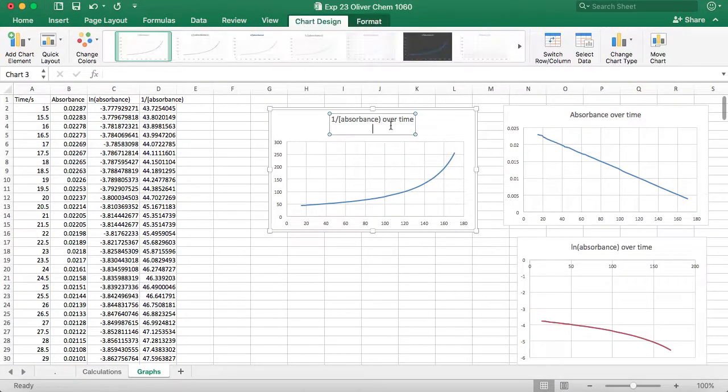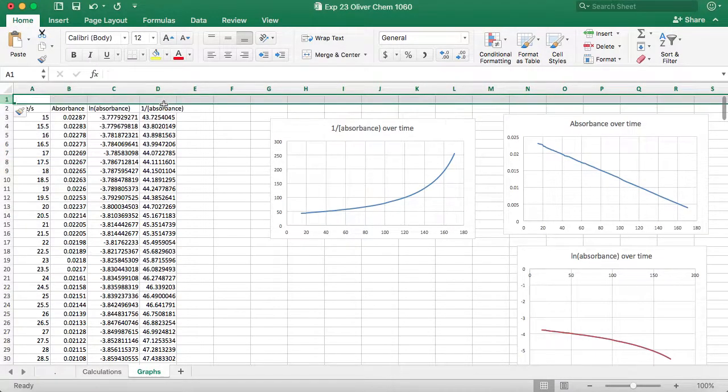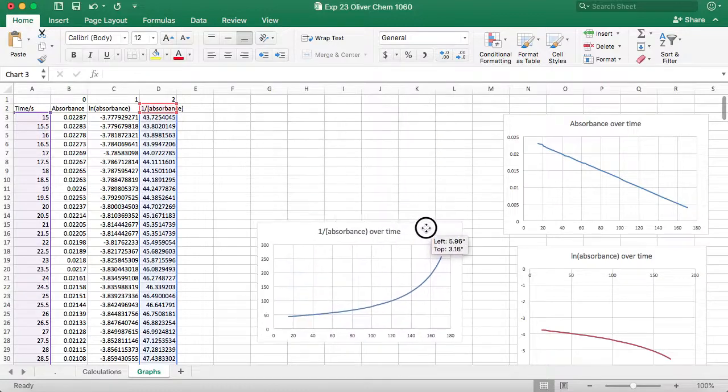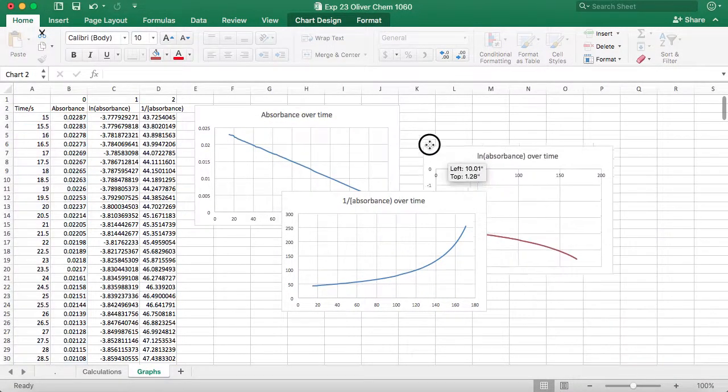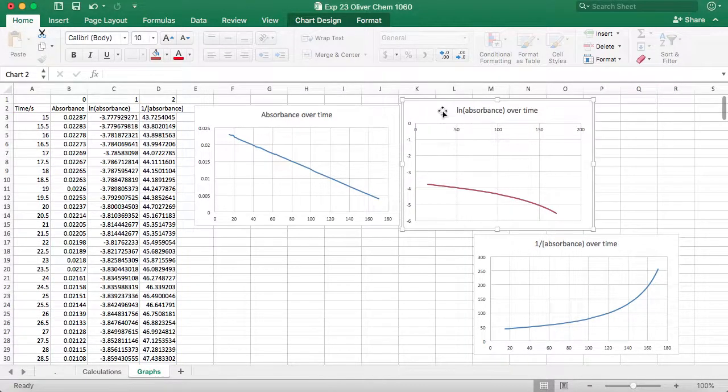Now looking at these, what we're trying to do is figure out which of these operations, absorbance, natural log of the absorbance, or 1 divided by absorbance, makes the graph linear. If 1 over absorbance makes it linear, then that means it is second order. If it's this one, it's first order, and then there's zero order. So, which one of these, and I'll put them back in original order, here's absorbance, natural log of absorbance, or 1 divided by absorbance.